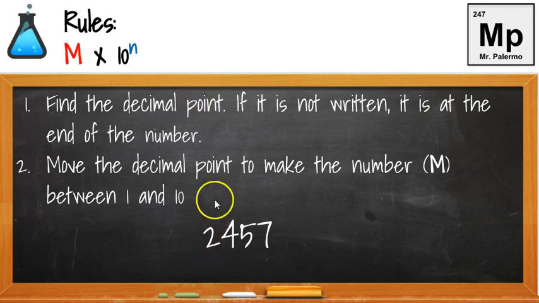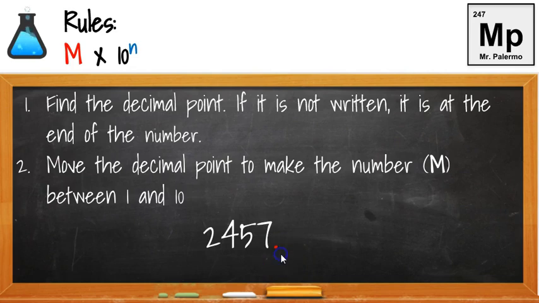When you're given a number and you want to convert it into scientific notation, the first thing you do is find the decimal point. If there's not one there, you have to put it in at the end of the number. And then we're going to move that decimal point to make this number m. The number m is going to be basically 1 through 9. So I'm moving the decimal point until I have a single digit.